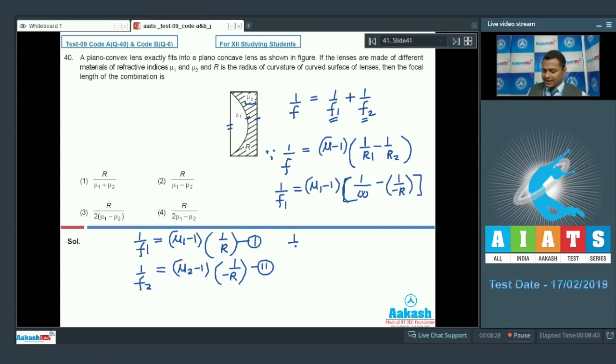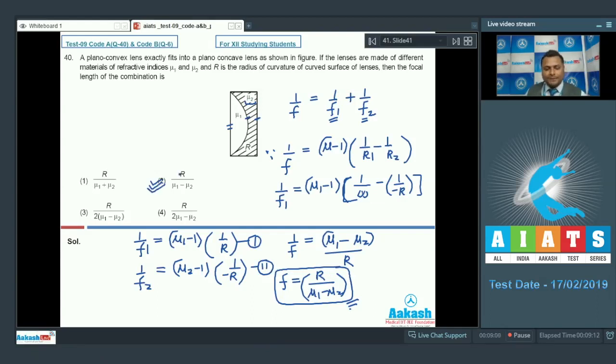Adding 1 and 2, we will get the focal length of the combination as (mu1 minus mu2) divided by R. Therefore, the focal length of the combination will be given by R divided by (mu1 minus mu2). So this is our final result. This is the focal length of the combination shown in the diagram. Now we can see that option number 2 is absolutely correct.